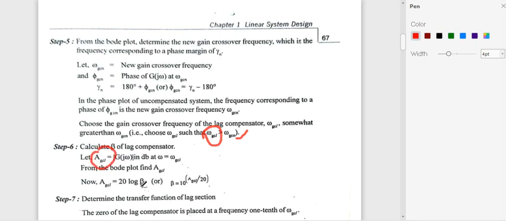AGCL is equal to 20 log beta, and beta is equal to 10 raised to AGCL by 20. This AGCL can be obtained from the Bode plot.